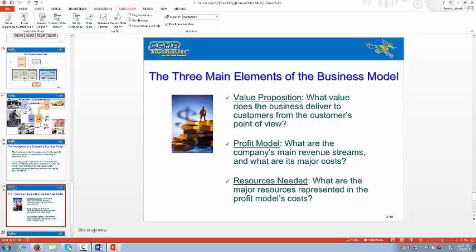The second question is, what's your profit model? So in that case, what are the major revenue streams? What are the major variable costs? What are the major fixed costs? And then for resources needed, what resources do you need in order to be good at the value proposition and the elements of the profit model?